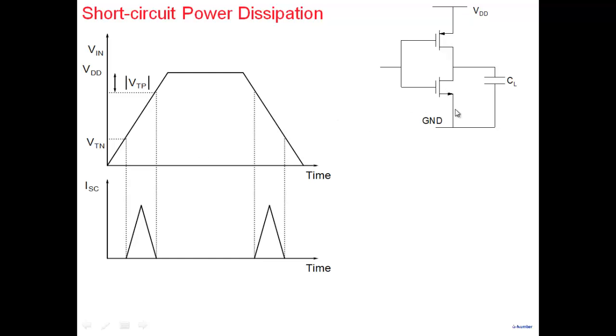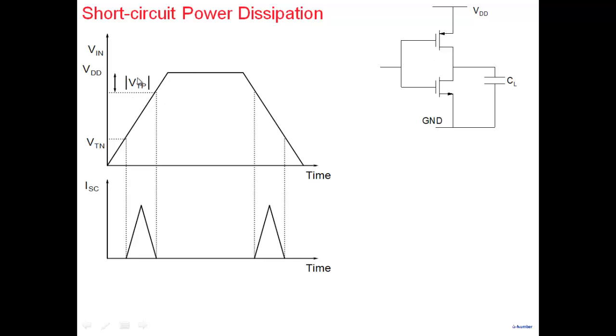And therefore, there is no path from VDD to ground. But the moment I cross the threshold voltage of the NMOS, the NMOS turns on. And at this point, the voltage is still low enough that the PMOS is also on. So PMOS is on, NMOS is on, and I have a direct path from here to here. Note that the PMOS will turn off when the input at this particular point is VDD minus VTP.